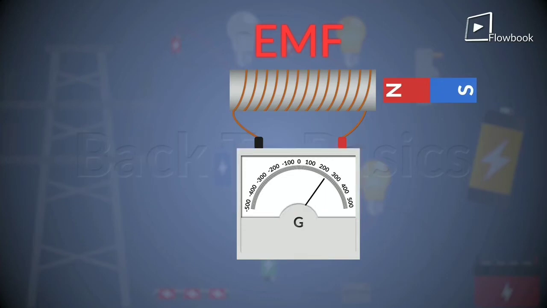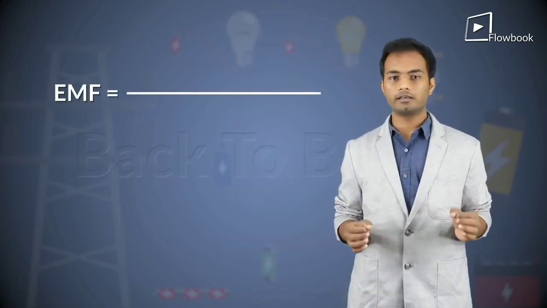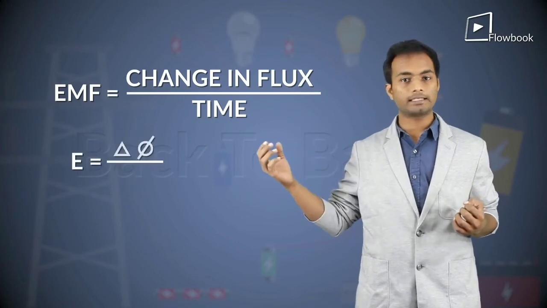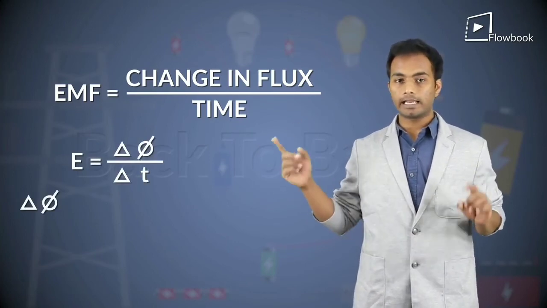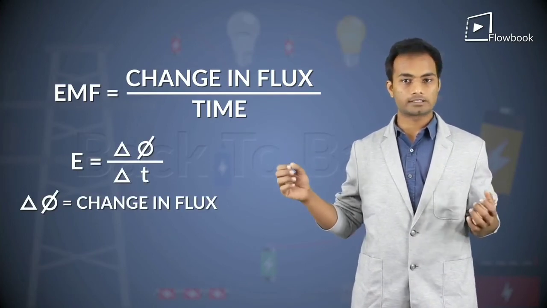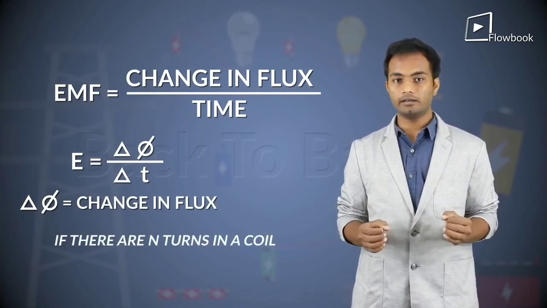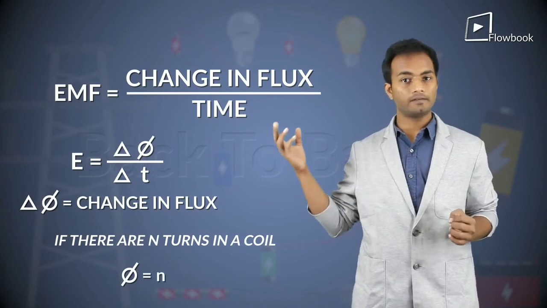This is Faraday's law. So the EMF will be change in flux per time, or E is equal to delta phi by delta t. Delta phi is the change in the flux, and in a coil, if there are n turns, then the flux will be phi is equal to n phi naught.